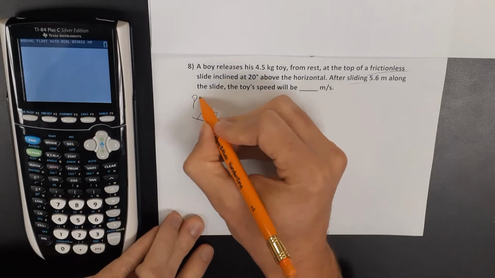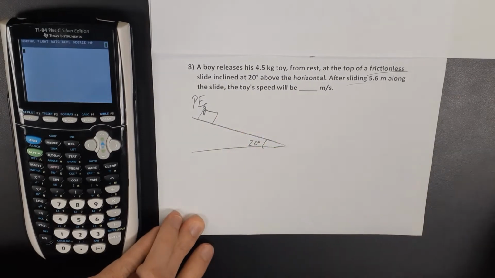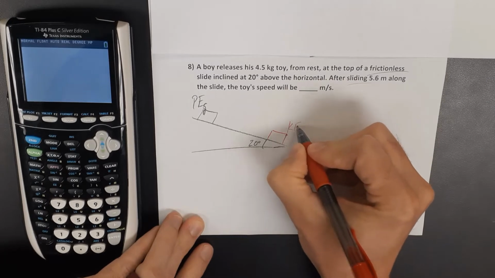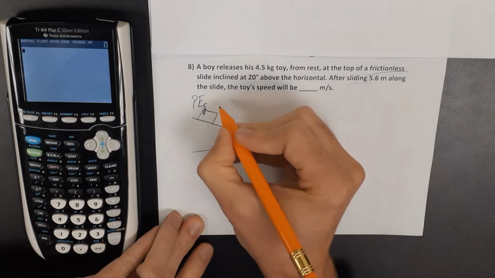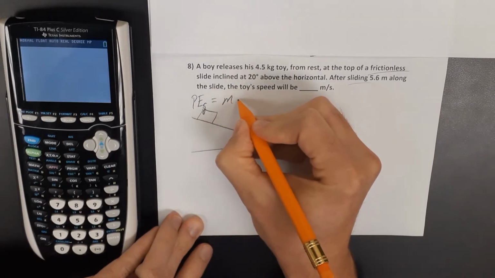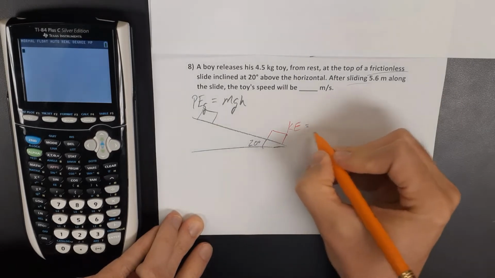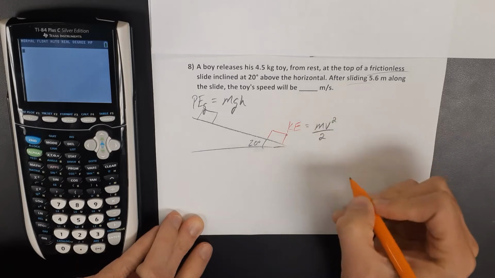You start off here with gravitational potential energy. As it comes down the ramp, it begins to move faster. We reach the bottom of the ramp with kinetic energy. And so this gravitational potential energy that we start with is mgh. This kinetic energy that we're going to end up with is mv squared over 2.